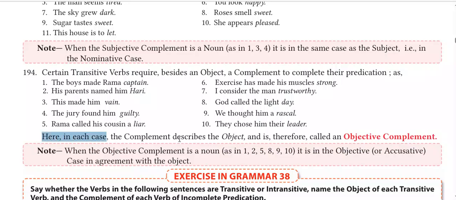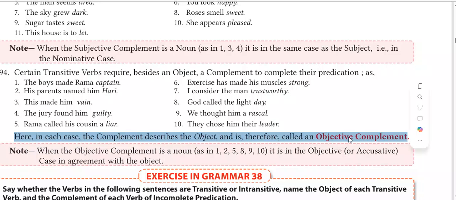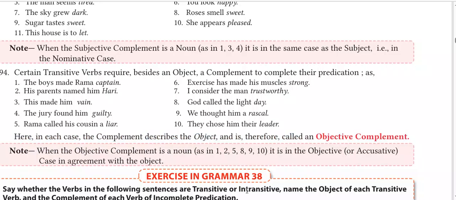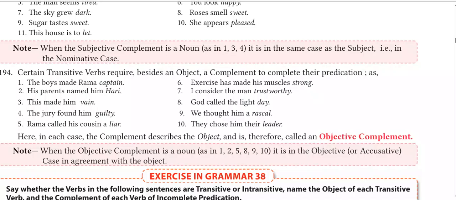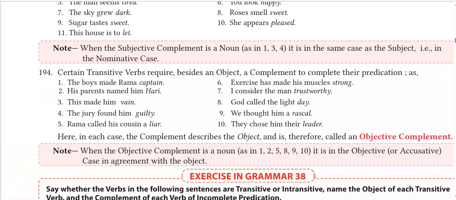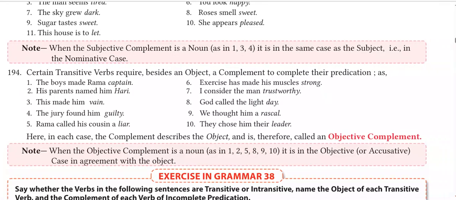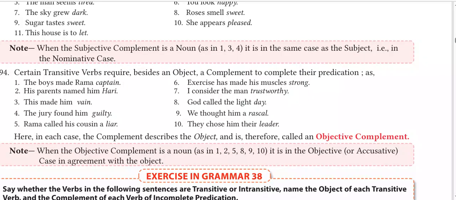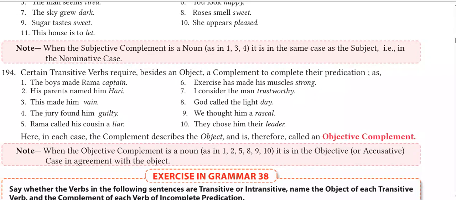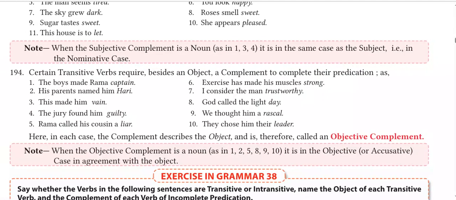Here in each case the complement describes the object and is therefore an objective complement. When it is an objective complement, it is defining the object. In a subjective complement, it is defining the subject. And the complement is the word that is added after the verb, and the verb will be called a verb of incomplete predication.